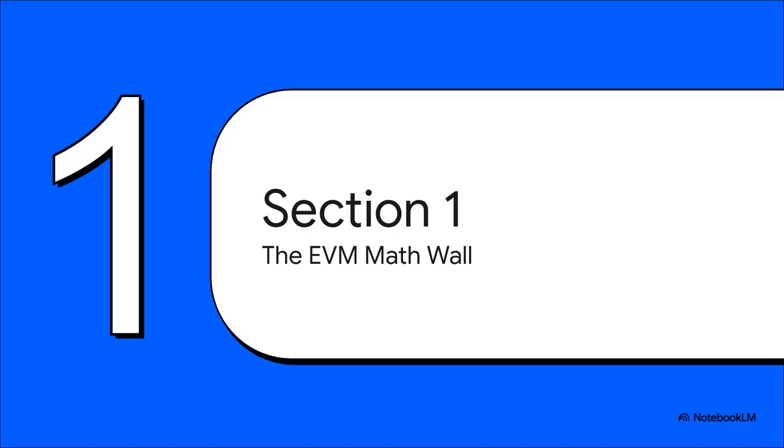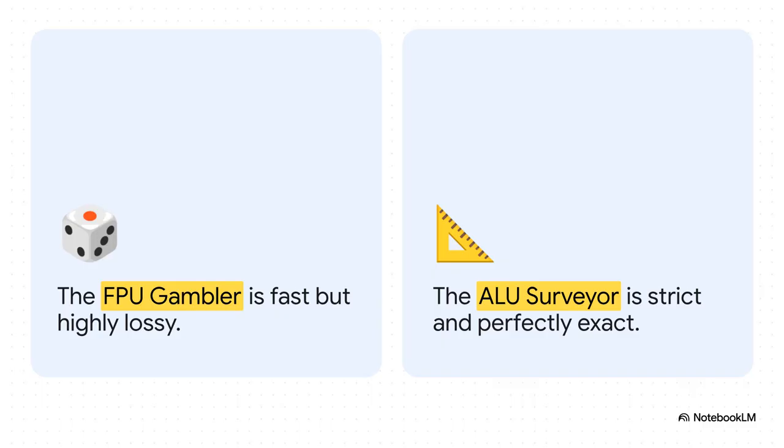Okay, let's dive right into Section 1, the EVM math wall. To really understand this wall, we have to look at the two split personalities of a computer's physical brain. On one side, you've got the floating point unit, or what we'll call the FPU gambler. It handles decimals and continuous math, and it is incredibly fast. But to hit those speeds, chip manufacturers actually burn secret seed tables right into the silicon. The FPU basically throws darts to guess complex math. It's probabilistic and, well, it's lossy.